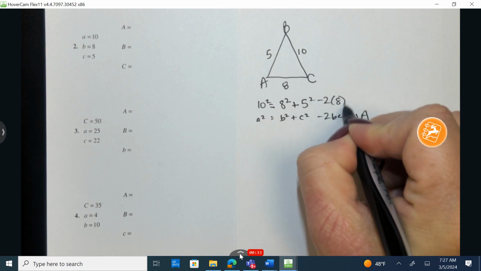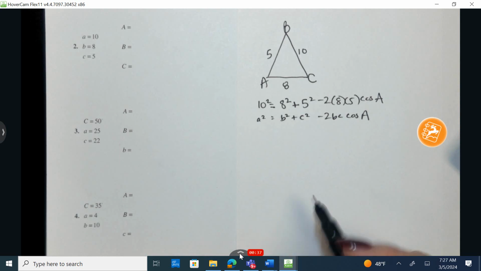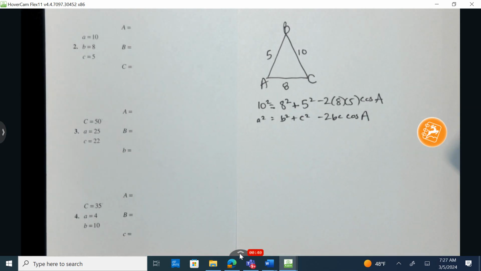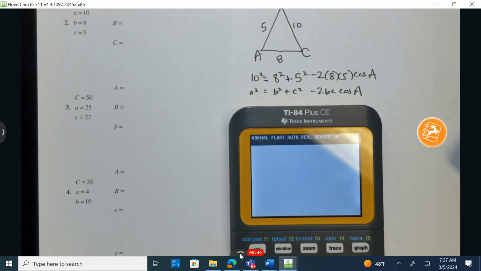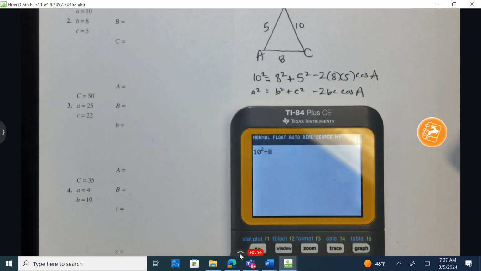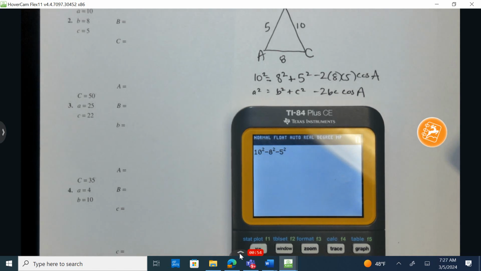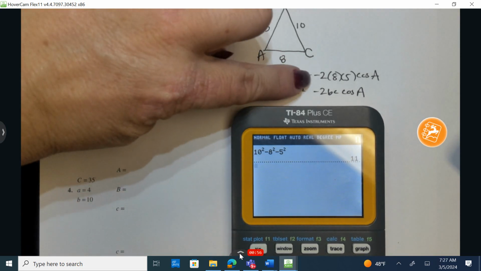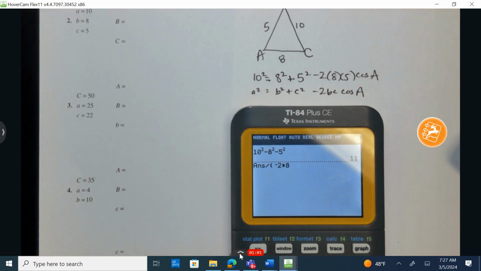Subtract 2 times 8 times 5 times the cosine of a. Alright, so I'm going to grab my calculator. And yes, you will have to show work on a test, but just so you can see what I'm doing. I'm going to take 10 squared. I'm going to subtract 8 squared to the other side. I'm going to subtract 5 squared to the other side. You will have to show your work on your paper. Now I'm going to divide by negative 2 times 8 times 5.